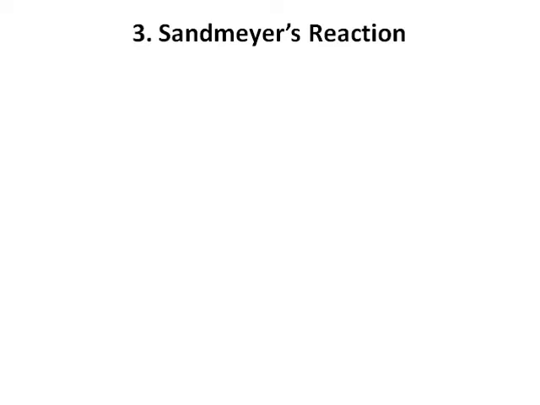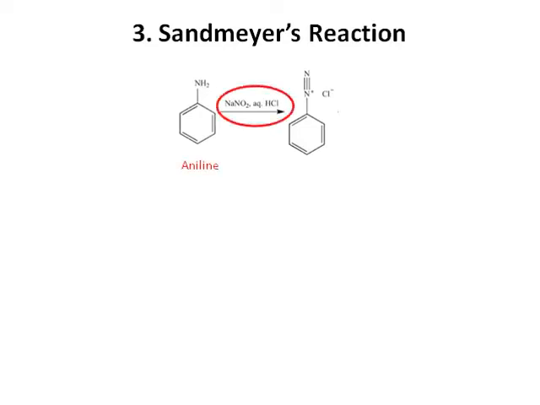Sandmeyer's reaction is that reaction in which the haloarenes are prepared from benzene diazonium salt. Now let's see the preparation of the benzene diazonium salt. Here aniline reacts with sodium nitrite and HCl to produce benzene diazonium salt, and here the reacting center is the diazonium ion, N2 plus ion. It is in the salt form as chloride is there.